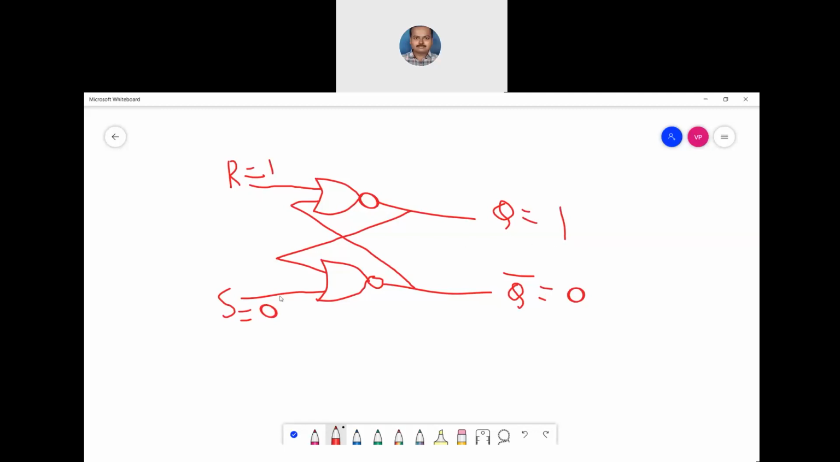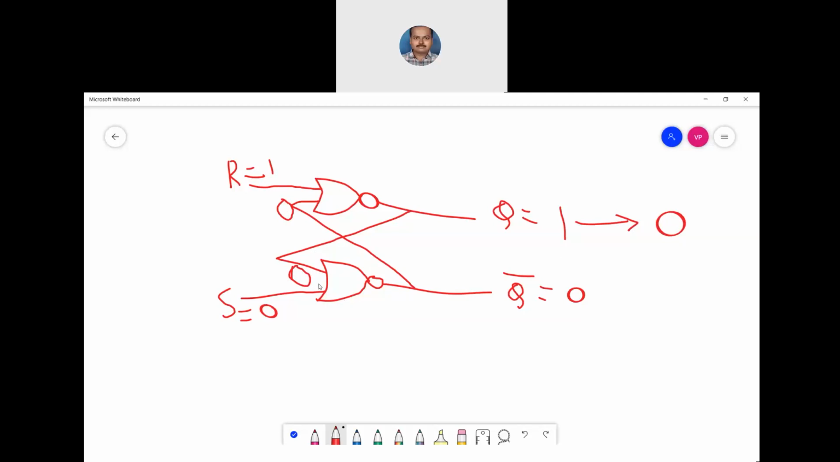So as we know, the Q is one of the inputs to the second NOR gate. Since it is 0 and 1, what do we have here? 0 and 1, it is 0, right? So this is 0. 1 and 0, what do we get here now? This is equal to 0, right?